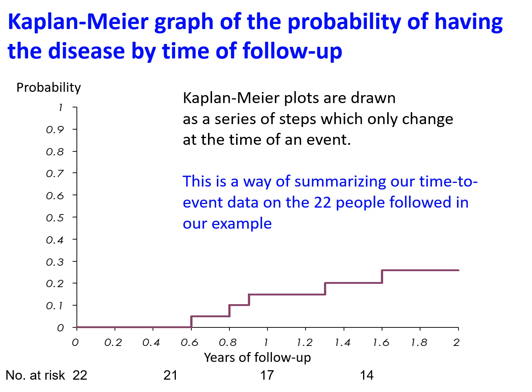So Kaplan-Meier plots are drawn as a series of steps in which it only changes at the time that someone develops an event. That's where you see a step, that at least one person at that time point has developed an event. So this is a way of summarizing our time to event data on the 22 people followed in our sample. And you'll see this kind of plot commonly in journals when you read articles, in particular randomized trials comparing 2 different groups. You'll see these Kaplan-Meier plots for the different groups.